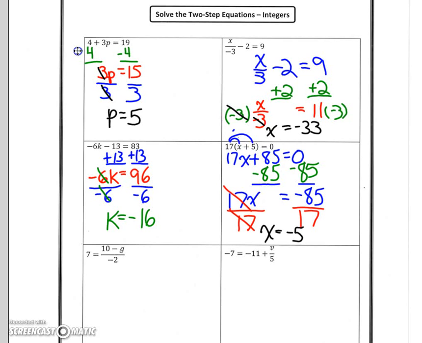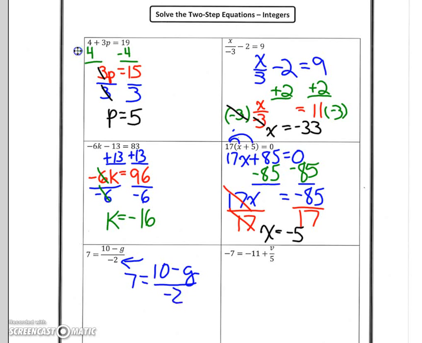Now notice in this one in the lower left, bottom row, 7 equals 10 minus g over negative 2. Here we have a fraction, but it is different from the fraction in the top right. We have a 10 minus g in the numerator and a negative 2 in the denominator, but we don't have anything else. And so what we're going to do is get rid of the denominator first. In the one in the top right, we got rid of the minus 2 first because it was separate from the fraction. But here, the 10 minus g is part of the fraction. We're going to get rid of the negative 2 in the denominator first.